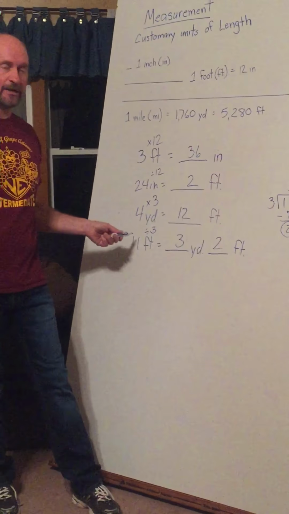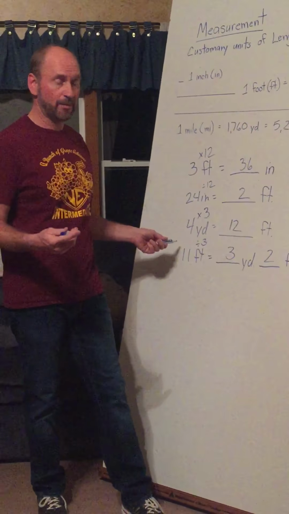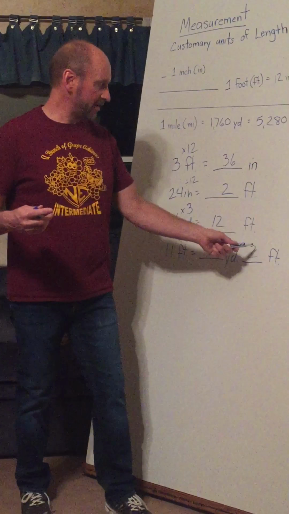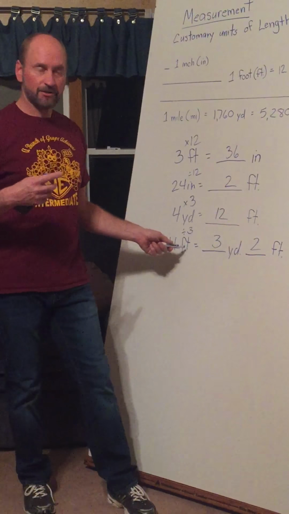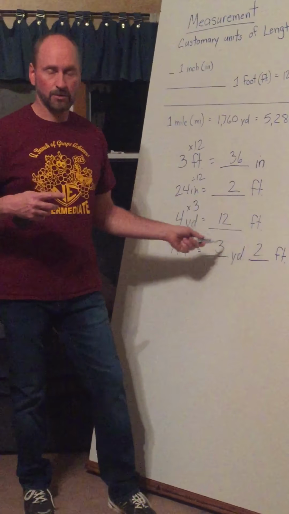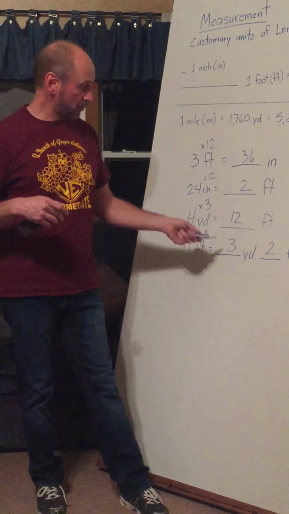So sometimes it's not going to work out to be a whole number. If you have a remainder, that's how many of your original feet you have left over to go along with your whole number yards.